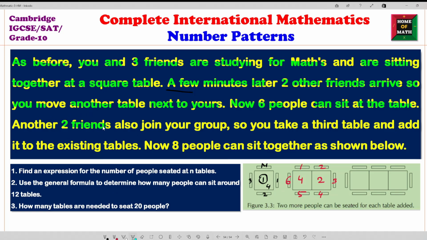Another 2 friends also join your group. So you take a third table and add it to the existing tables. Now 8 people can sit together as shown below. So another 2 persons added. So same thing, first how many persons? 4 persons, then 2 persons add, then 2 persons add, total 8 persons. So 1, 2, 3, 4, 5, 6, 7, 8.